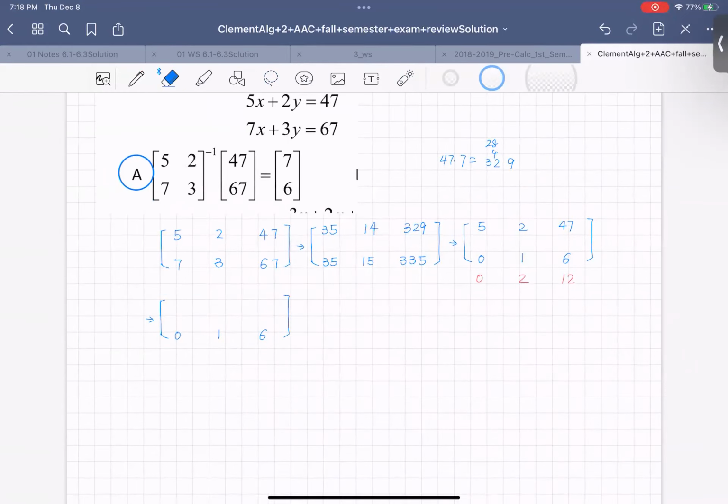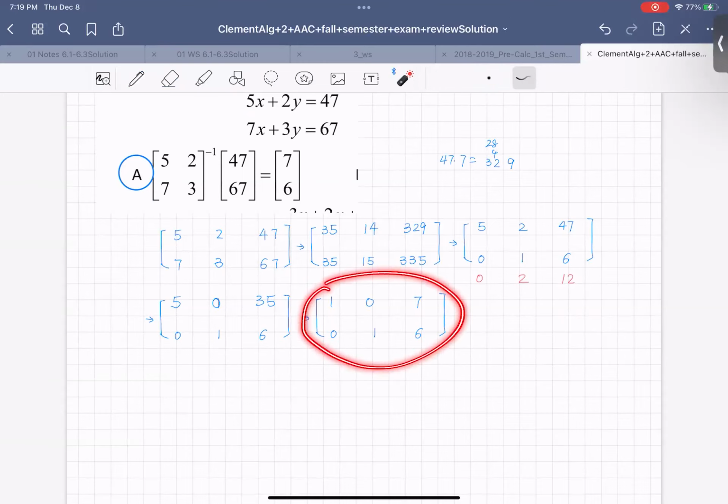So this guy becomes 5, 0, 35. This minus this, this minus this, this minus this, right? And 0. And then one more step. We want to make this to be 1. So we divide everybody by 5. Correct. So this first row becomes 1, 0, 7. That's it.